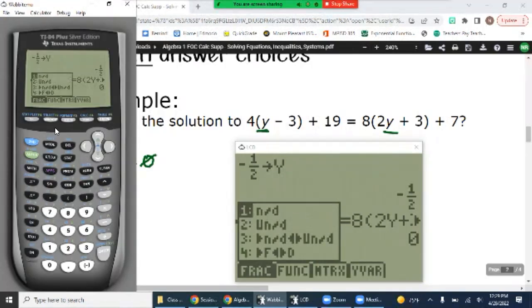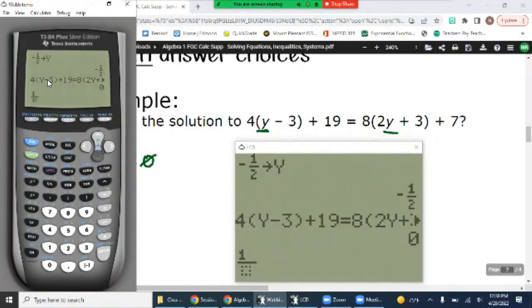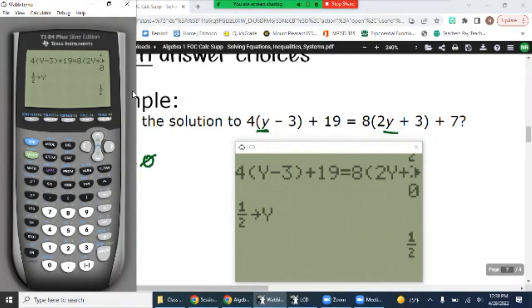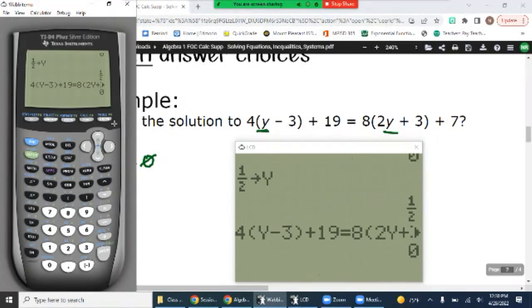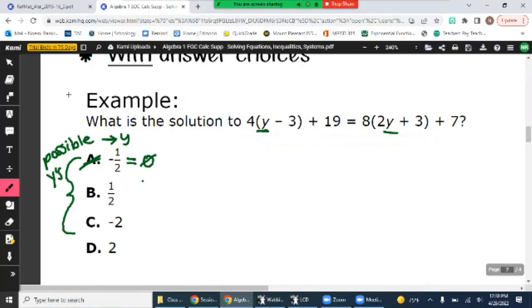So the next answer choice is 1/2. We're going to store that one as a y. So store alpha 1. And since I'm too lazy to type this all over again, just going to highlight it. And that one gives us what? 0. So also wrong answer choice.